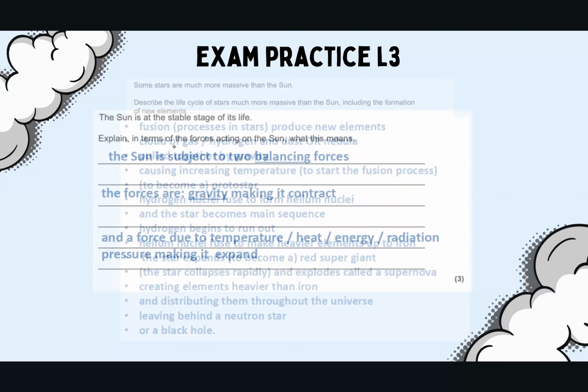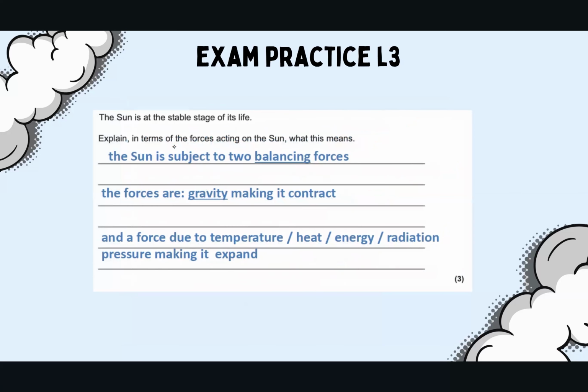Okay, the sun is at a stable stage of its life. Explain in terms of the forces acting on the sun what this means. So the sun is subject to two balancing forces. The force of gravity, which makes it contract, and a force due to temperature, heat, energy, radiation, pressure that makes it expand. Now, what causes that pressure or that heat or that temperature, that energy, is the fusion reaction.